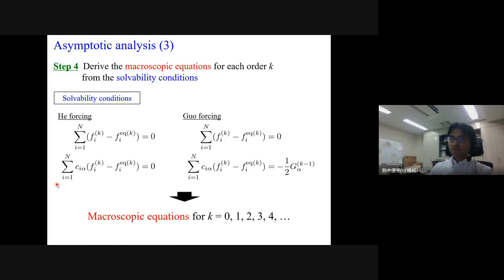And finally, we can derive the macroscopic equations for each order k from the solvability condition as shown here. It should be noted that the solvability condition is different between the He forcing and the Guo forcing, because in the Guo forcing, the definition of the velocity includes the body force term like this. So from these conditions and previous equations, we can obtain the macroscopic equations for k equals 0, 1, 2, 3, 4, and so on.